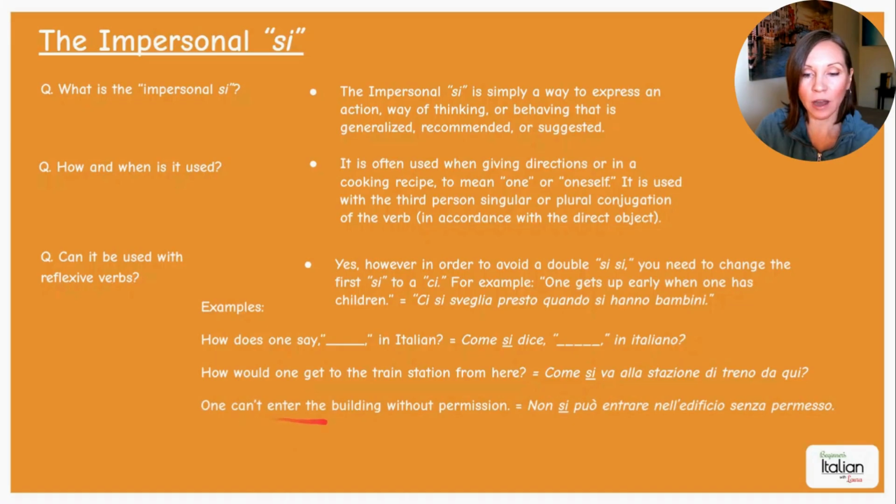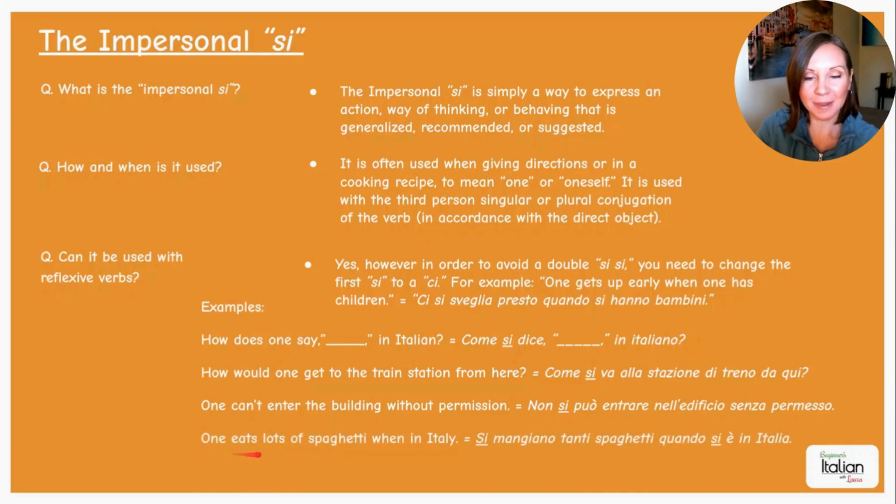One can't enter the building without permission. Non si può entrare nell'edificio senza permesso. In this case, we're saying one cannot enter the building. We're using, again, the third person singular, and we put it right before the conjugated verb. In this case, we do have two verbs together. If you recall, we don't conjugate the second verb because we're saying one can't enter the building. So non si può entrare.